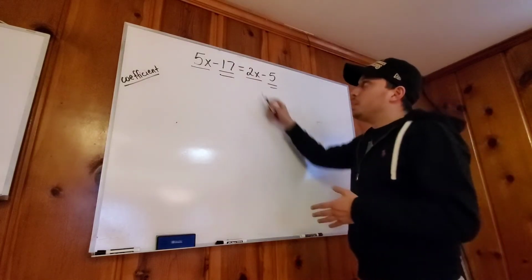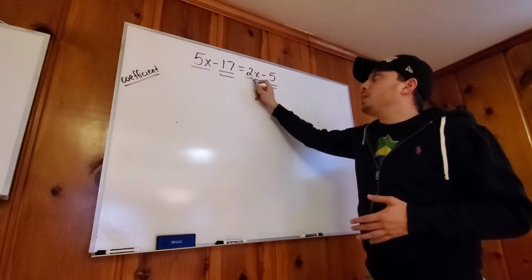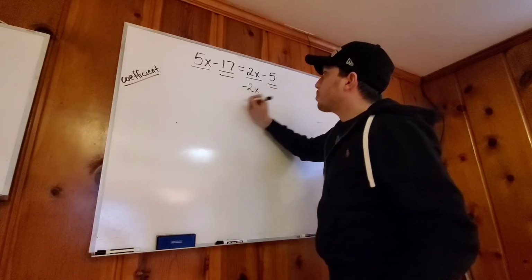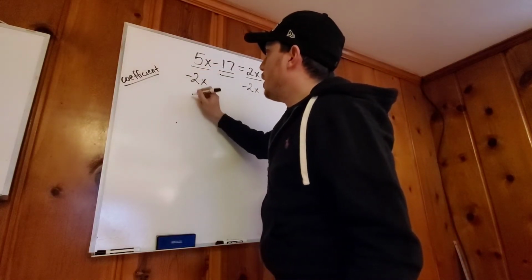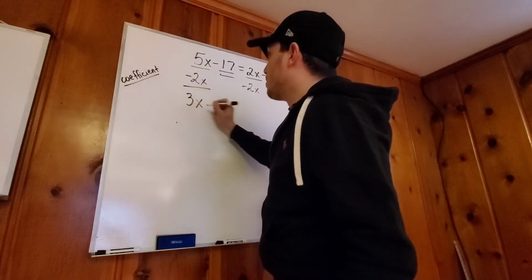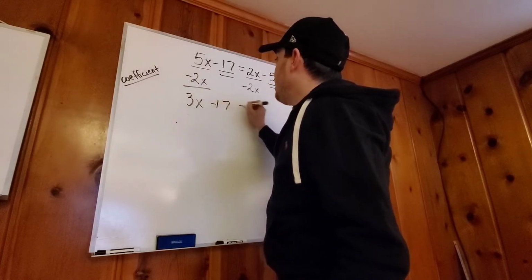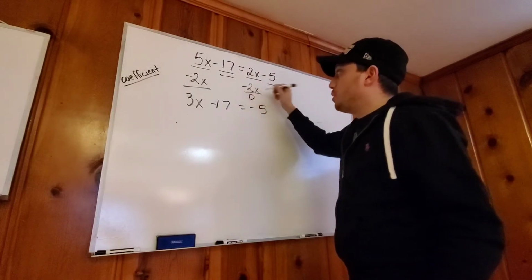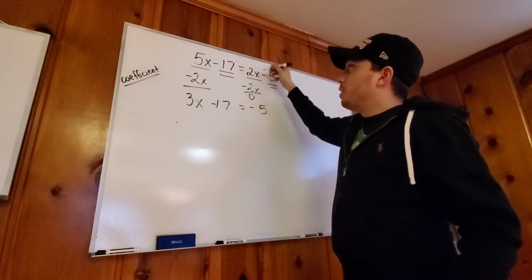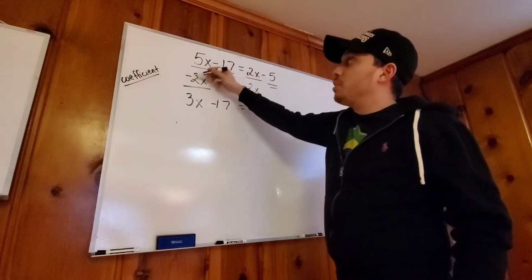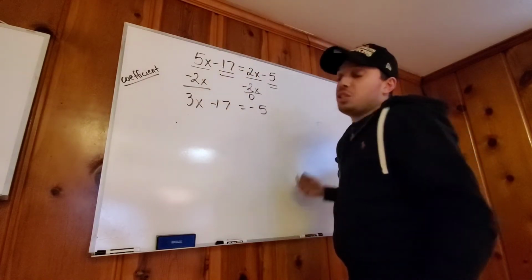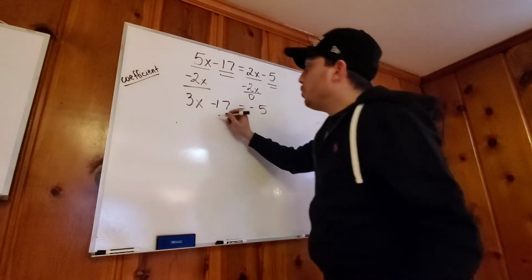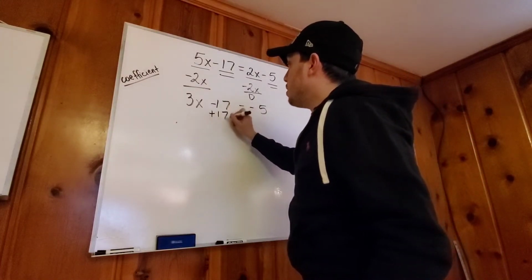And so what I'm going to do, because it's positive here, positive 2x, obviously is positive, I'm going to subtract 2x from both sides, and it's going to be 3x minus 17 equals negative 5. Okay, don't forget that just because you subtract it here, it'll be 0, because 2x minus 2x is 0, and 5x minus 2x is 3x, because 5 minus 2 is 3, right? And so then I have to move the 17 over here, and to move it, I have to add 17 on both sides.